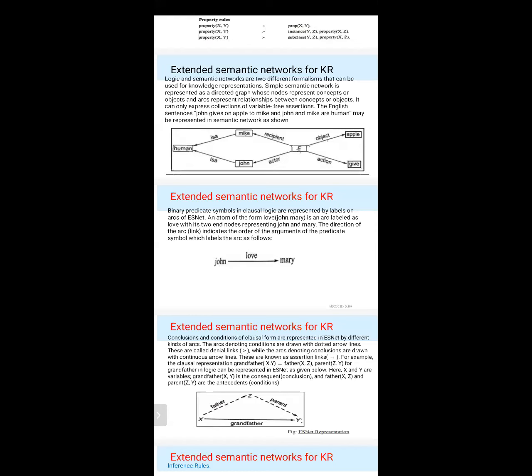And it is represented like this. Love, with its two end nodes representing John and Mary. The direction of the arc of the link indicates the order of the arguments of the predicate symbol, which labels the arc, as follows.